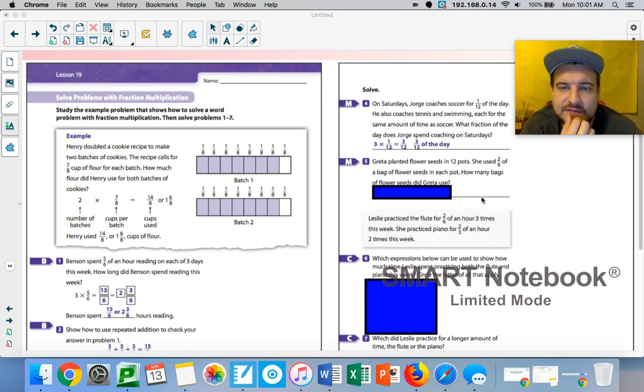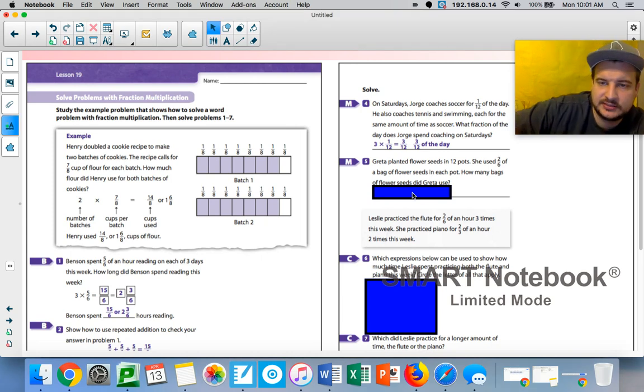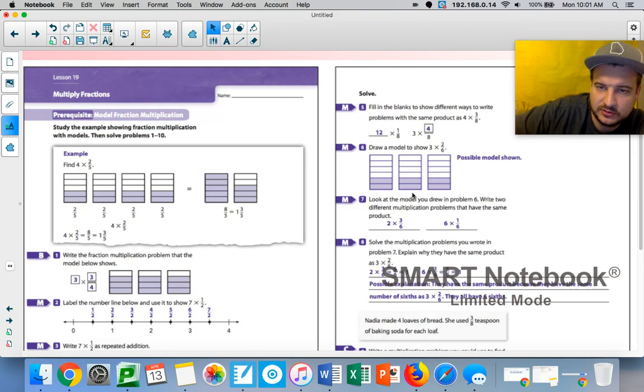Goethe planted flower seeds in 12 pots. She used 2/6 of a bag of flour in each pot. How many bags of flower seeds did Goethe use? 12 times 2/6. 12 times 2 equals 24.